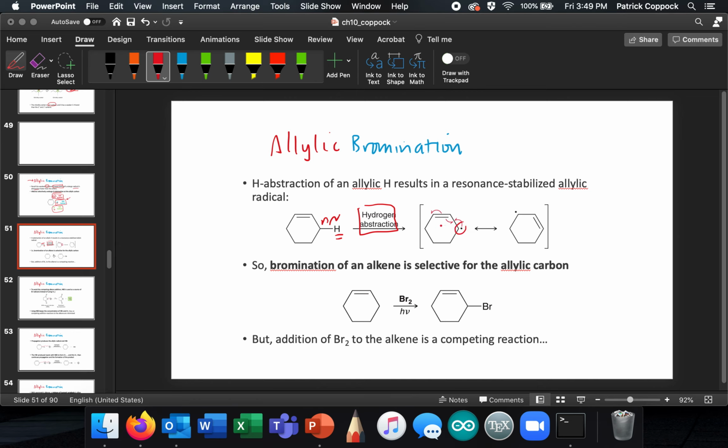Well, it's resonance stabilized, right? We saw that before. So this electron can go here, then one of these pi electrons can come over here, and then we form a new pi bond here, and sure enough, we have the radical there, right? So you've seen this before. Hopefully that's starting to look familiar. Now, since that's the case, it's much more stable. So bromination of an alkene then is selective for the allylic carbon.